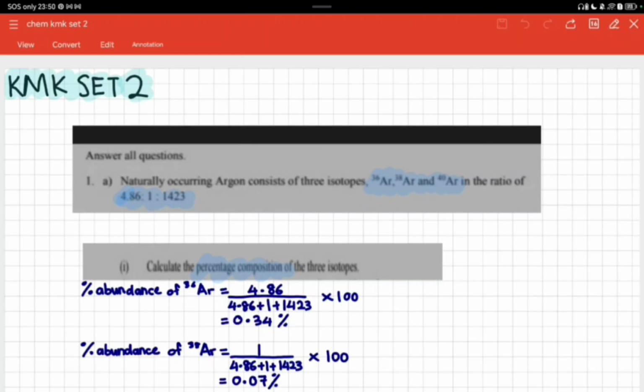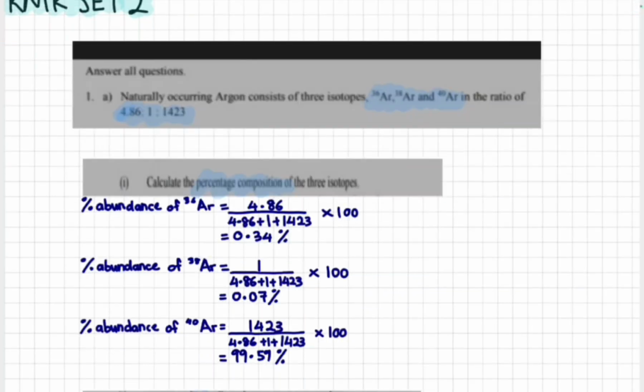2024-2025 will demonstrate to you how to solve question number 1 from PRE-PSPM KMK set 2, chapter 1. So let's get started. Let us see the first question.